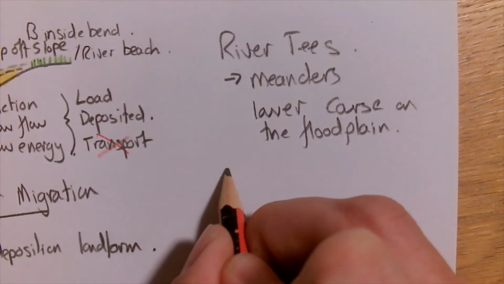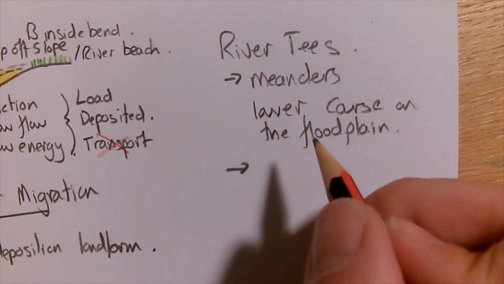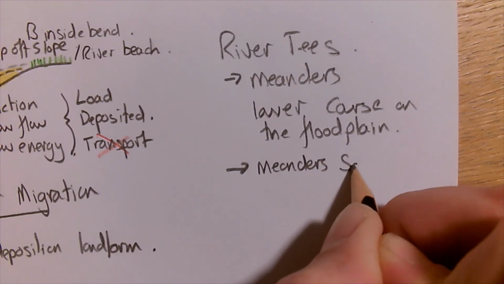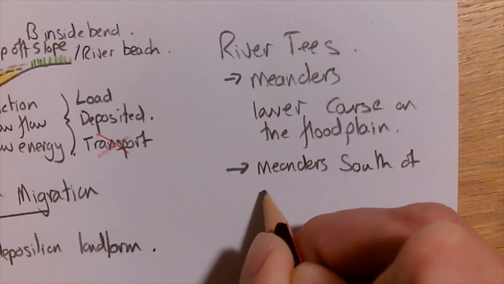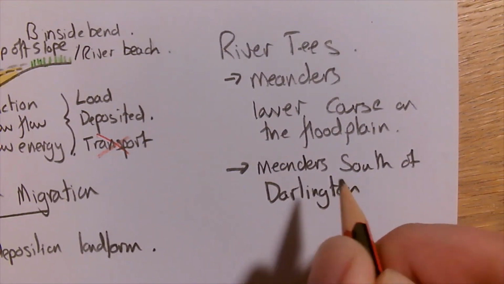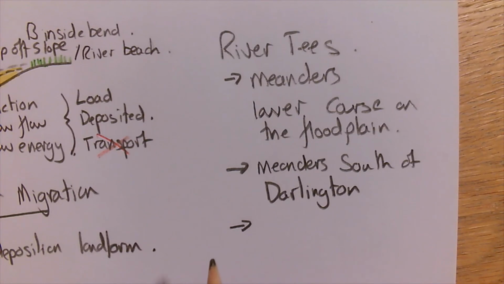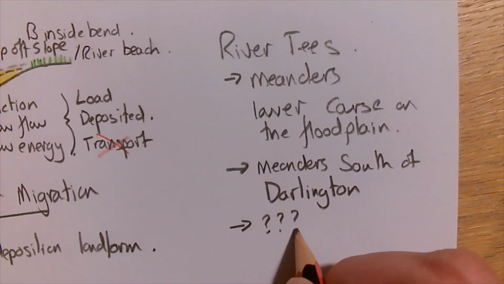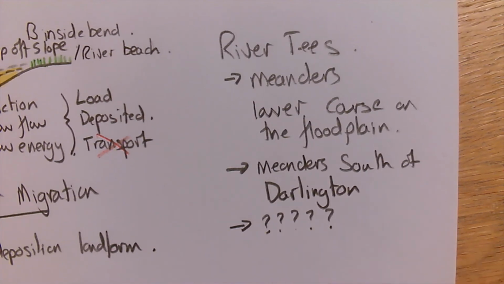And you can talk specifically about the meanders south of the town of Darlington. And if you want to be super impressive, you can even name one. So have a look in your revision guide and find the name of a small town next to a very obvious meander and include that in your study.